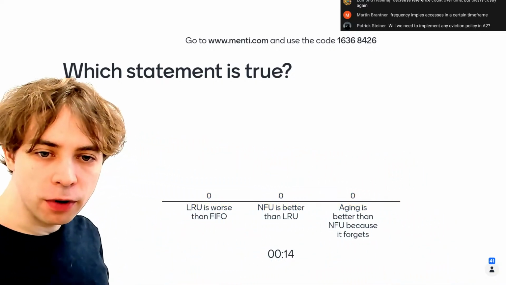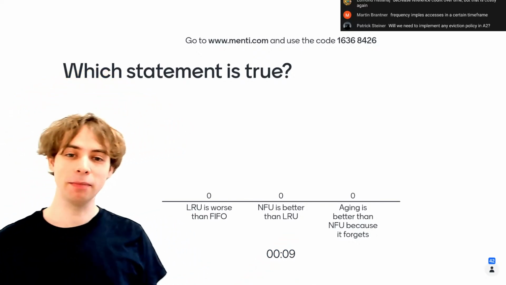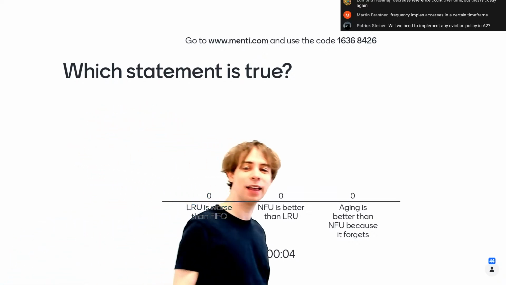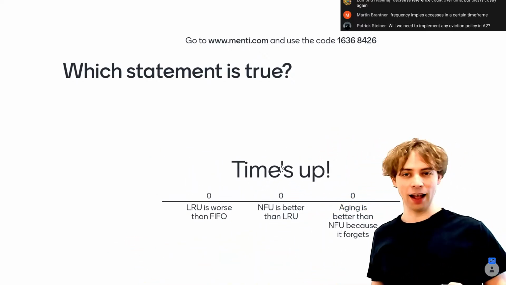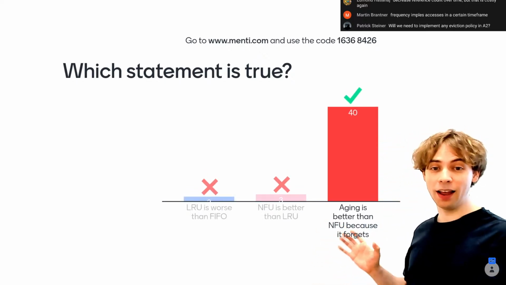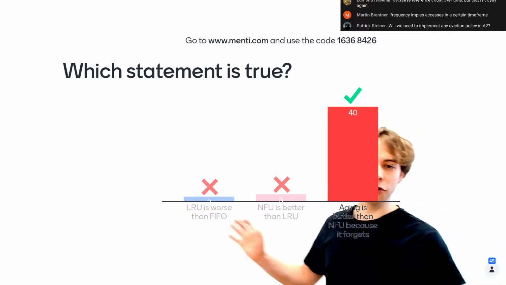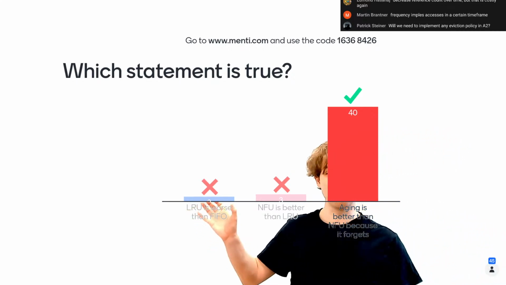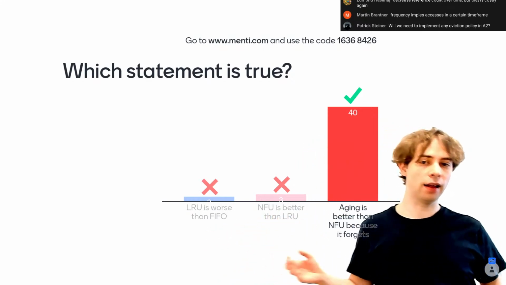And we can see that most of you have already answered. There's still 10 seconds left, but as you see it in the stream, and me saying this in a stream, there's probably almost no time left, because that's approximately the delay we have, even if we click the live button. And the quiz is over, and most of you have listened today and understood that aging is better than NFU because it forgets. The other two are not generally true. LRU is usually not worse than FIFO, and NFU is usually not better than LRU.